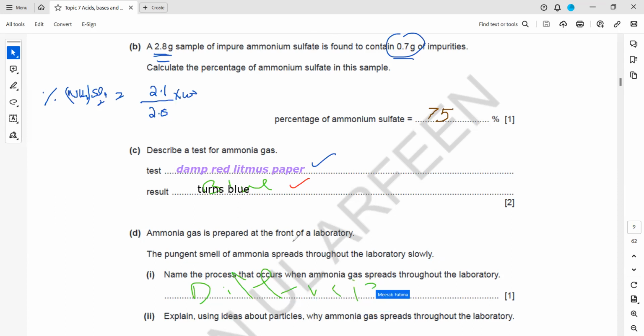Ammonia gas is prepared at the front of a lab. The pungent smell of ammonia spreads throughout the lab slowly. Name the process that occurs when ammonia gas spreads out. So we call that diffusion. Because of the diffusion, the gas spreads out.